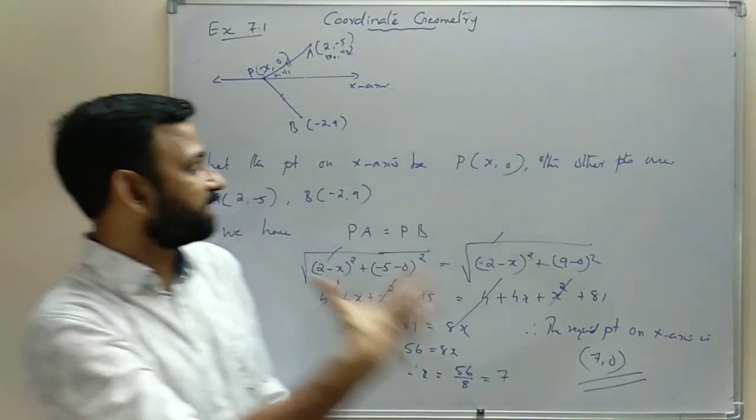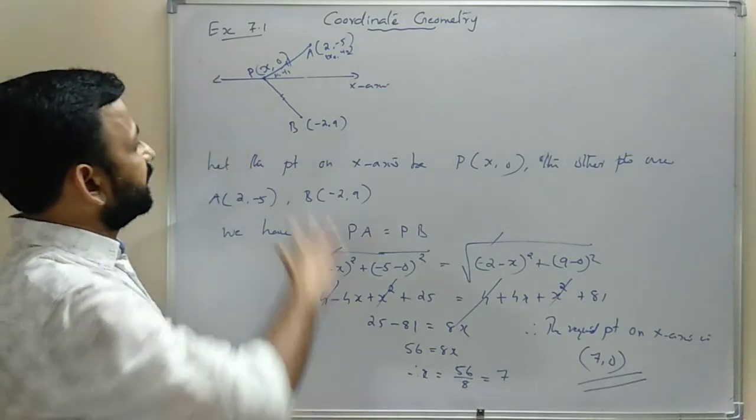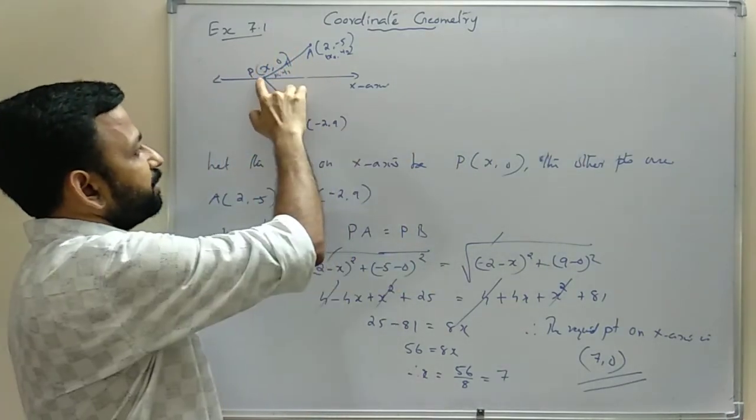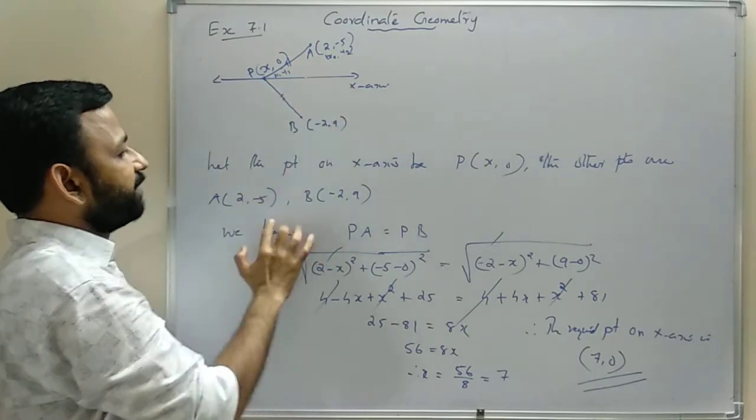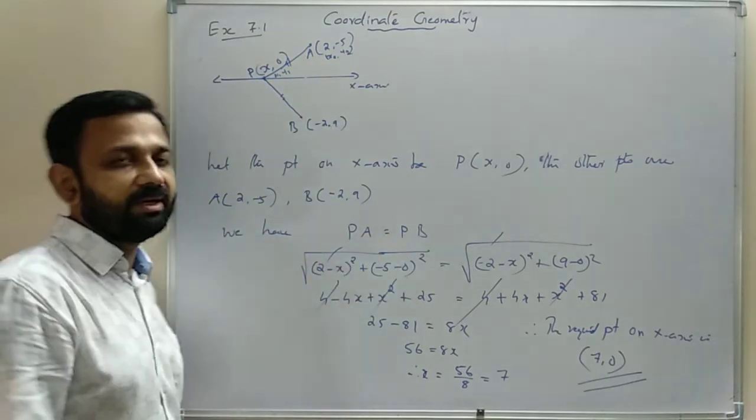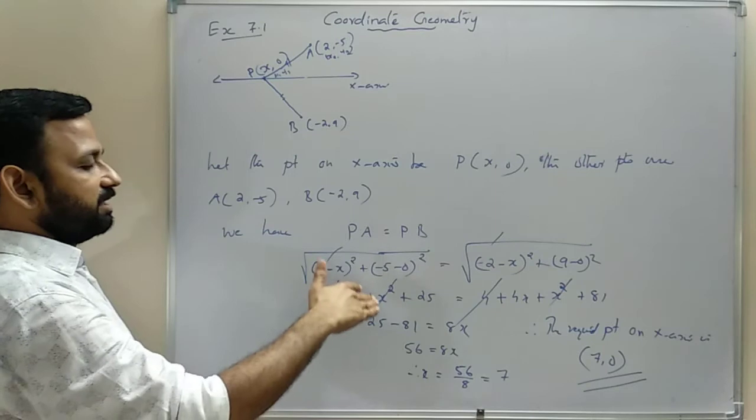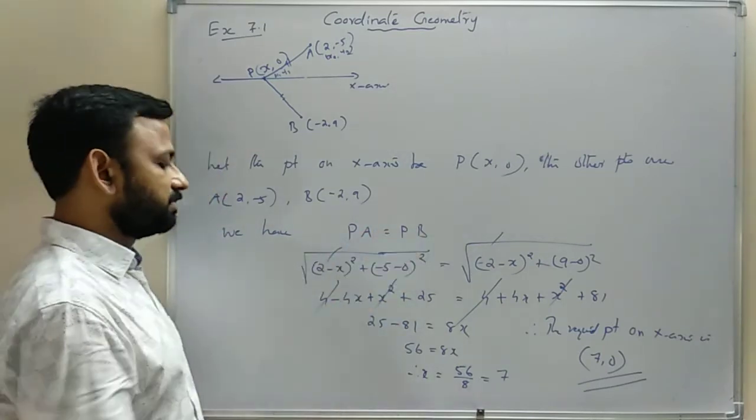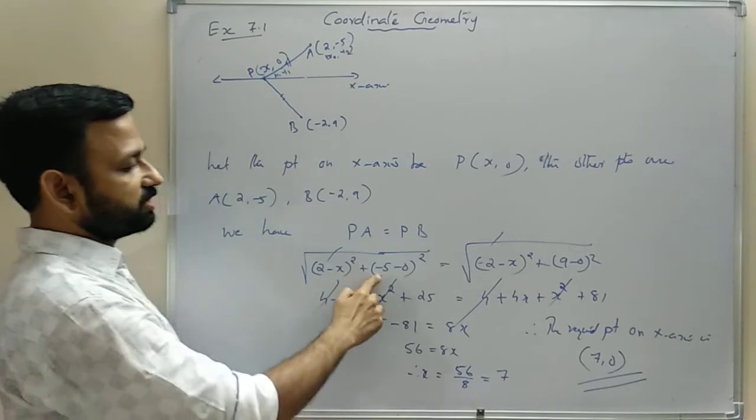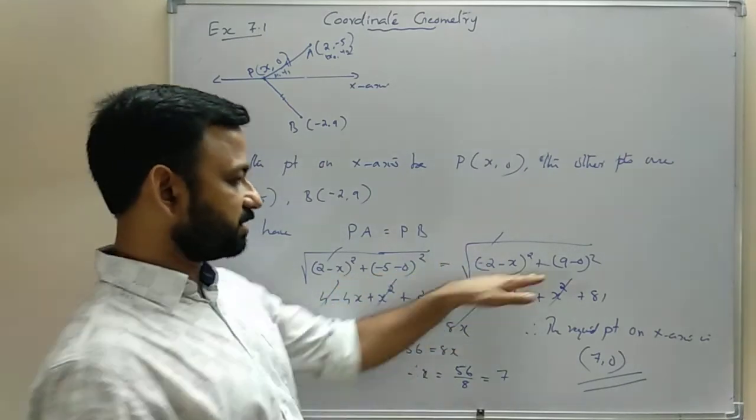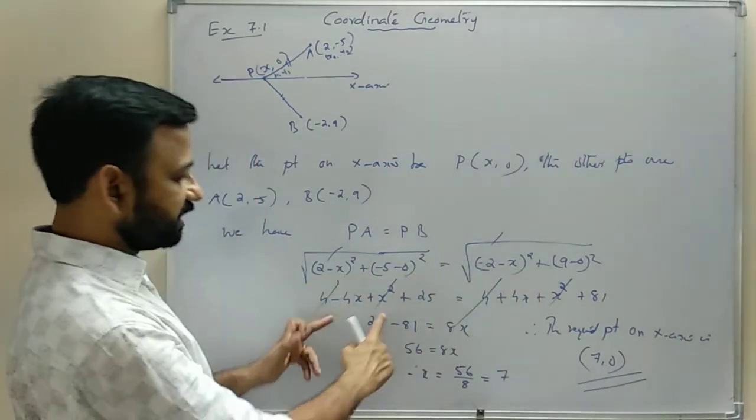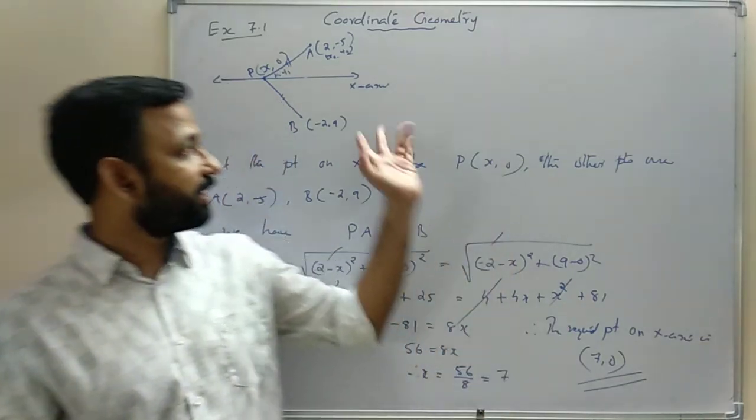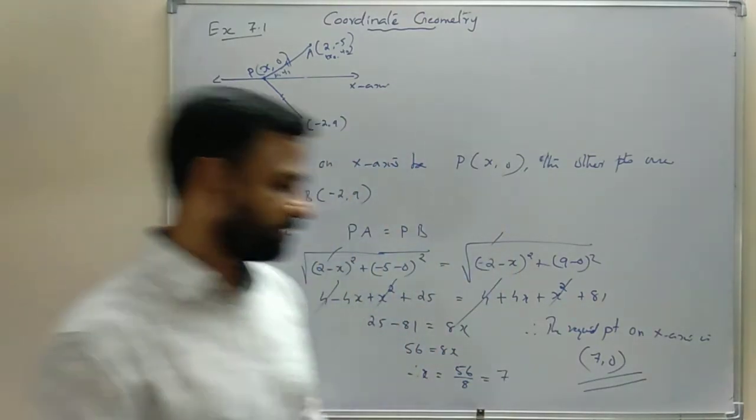So here once again, listen here. Let the point on the x-axis be the ordered pair x 0. Then that point is equidistant from these 2 points, so we can write PA equal to PB. Now we write the distance formula on both sides: under root x2 minus x1 whole square plus y2 minus y1 whole square. Then we use the identity, simplify, and we got the value of x, that is 7. Therefore the point is 7 comma 0.